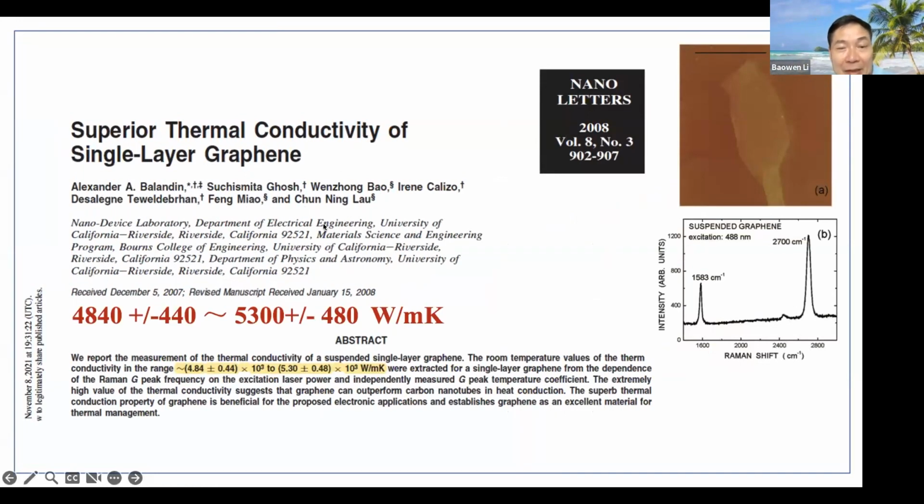The first experimental work by Raman technique was in 2008. The measured thermal conductivity of single-layer suspended graphene was very high, around 5,000. But we know that this value has a problem. Actually, the true value is only about 2,000, because the Raman technique has a fundamental drawback. It exaggerates the thermal conductivity value by about 2 times.